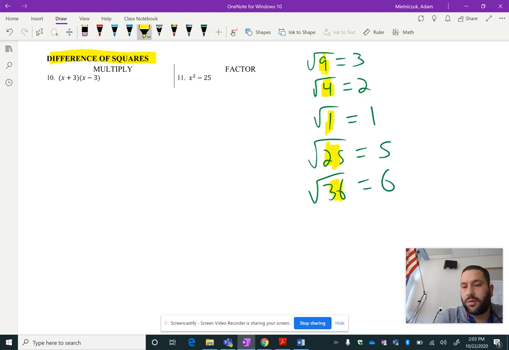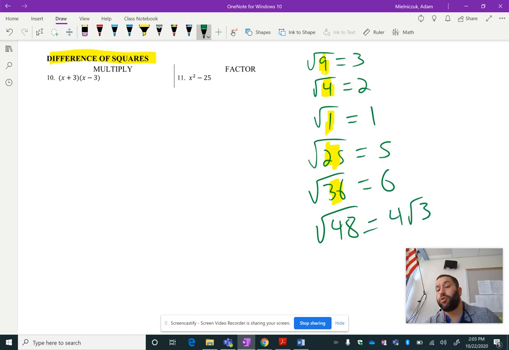Perfect squares. Whereas something such as the square root of 48, that's not a perfect square because that's actually 4 root 3. It comes out weird when you get your answer. You don't need to know this last one right now. Don't even worry about it. I'm just showing you what a non-perfect square looks like. It still has a radical when you simplify it.